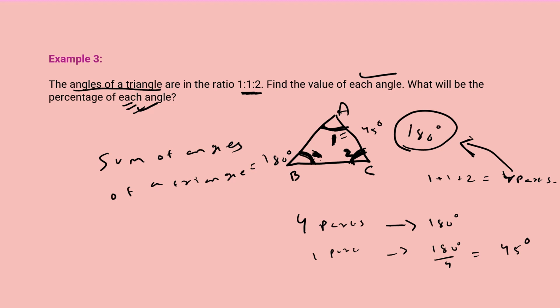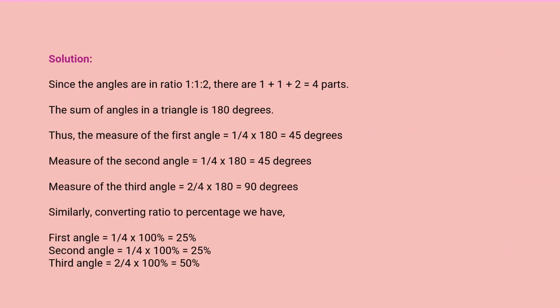ये एंगल दो पार्ट था, और एक पार्ट की वैल्यू 45 डिग्री है, तो दो पार्ट की वैल्यू 45 into 2, which is basically 90 डिग्री होगी। तो ये एंगल 90 डिग्री हो जाएगा। ये ट्राइंगल ऐसा दिखेगा। ये एंगल हमारा 90 डिग्री है। So this is the set.